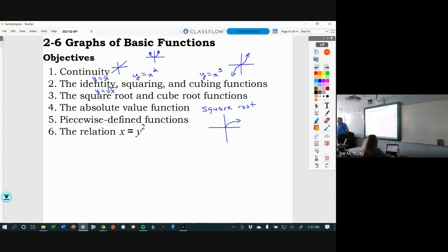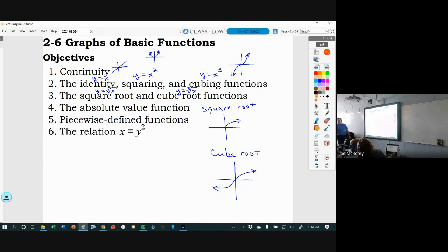Cube root function, that would be y equals the cube root of x. Anybody remember what the cube root function looks like? It kind of looks like the cube function, but it's turned on its side.